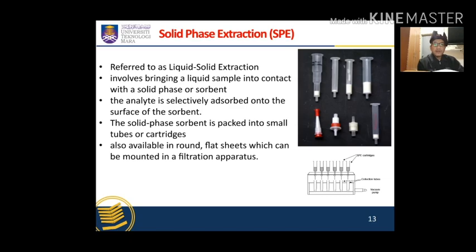The solid phase sorbent is usually packed into a small tube or cartridge. You can see the picture: cartridges with a system resembling a small liquid chromatography column. Besides, the sorbent is also available in round, flat sheets, which can be mounted in a filtration apparatus. In this case, the sorbent resembles that of commonly used filter paper.